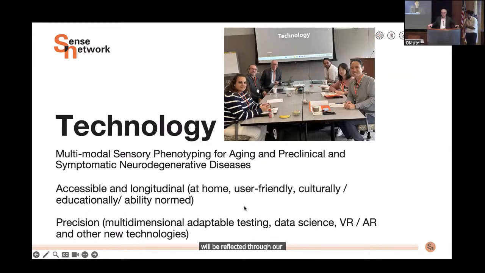One is that we want to use technology to develop multimodal sensory phenotyping for aging, and then ultimately preclinical and symptomatic neurodegenerative diseases. We want to use technology to make these tests accessible and amenable to longitudinal testing. We heard that from some of the other groups. And then with a focus on precision, that way it's easier to measure differences. So we focus on multidimensional adaptable testing, data science, and then using some of the newer technologies.